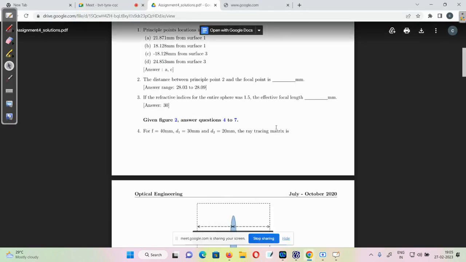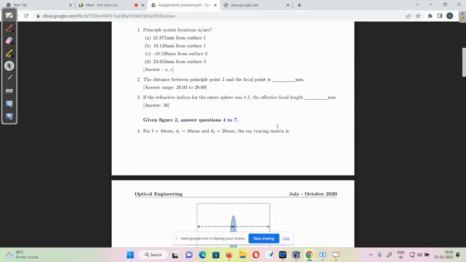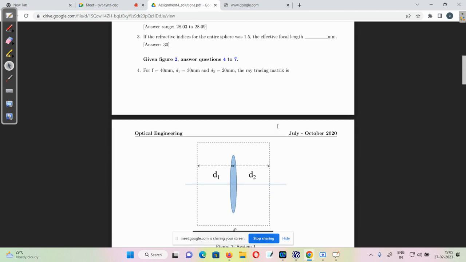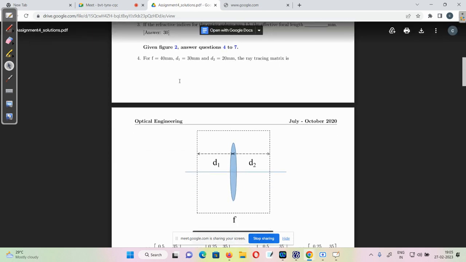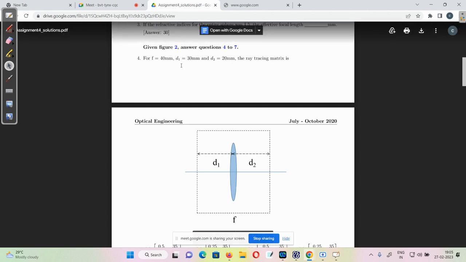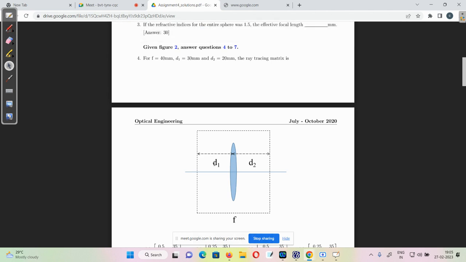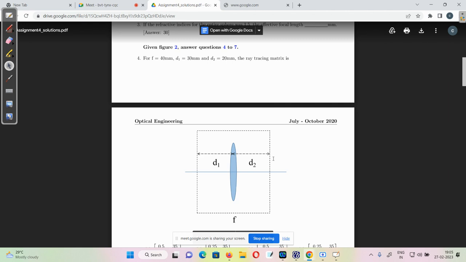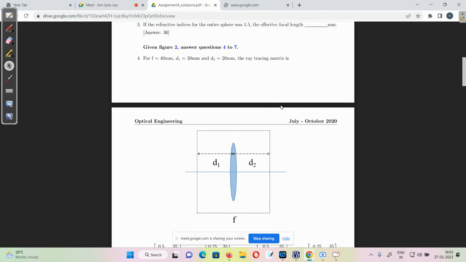Now going to the next, 4 to 7. Here they have given a lens system containing two distances and a lens, with f equal to 40 millimeter. The lens has a focal length of 40 millimeter, and there are two distances: one in front of the lens, D1, and one behind the lens, D2. They are asking for a ray tracing matrix.